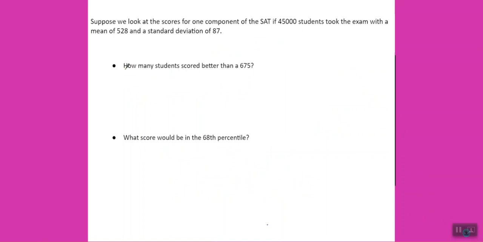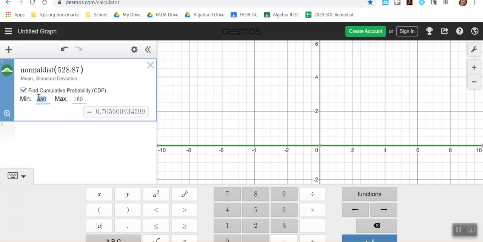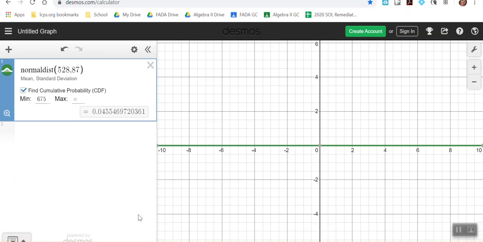How many students, so now we want to know how many people instead of what percent, scored better than a 675? So we're going to start with our normal distribution. 528, 87. We want to know who did better than 765, so that's our minimum. Our maximum's infinity. So we get 0.0455.